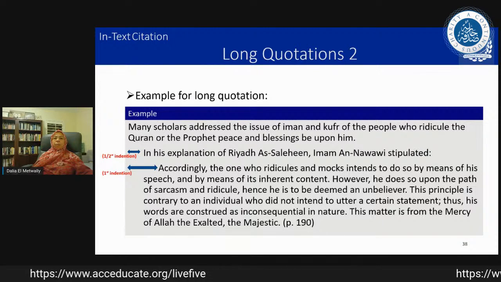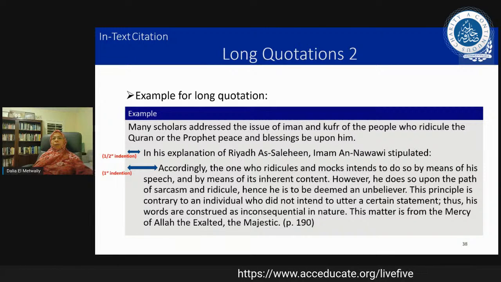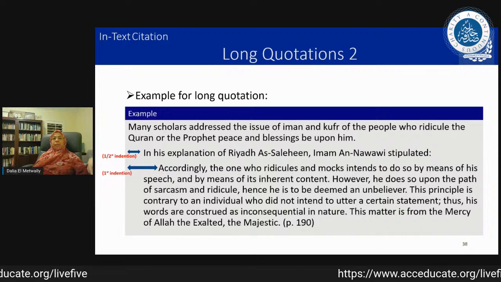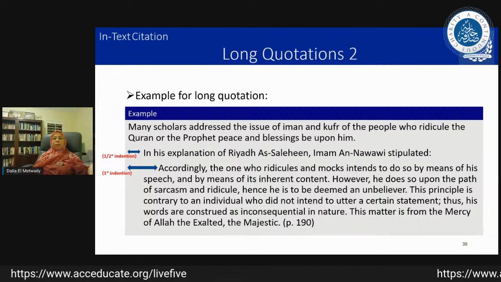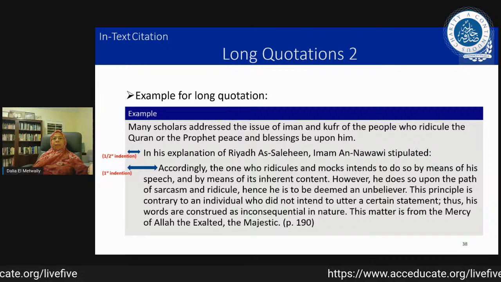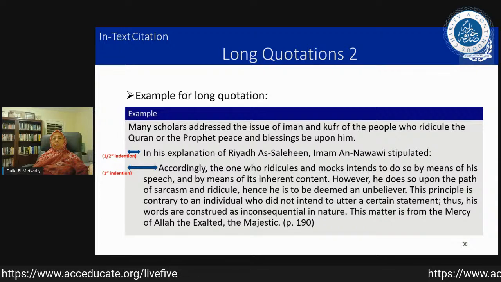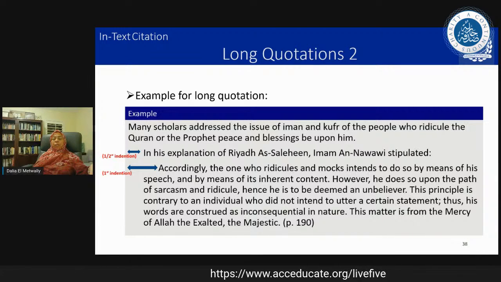So this is an example. Many scholars address the issues of Iman and Kufr of the people who ridicule the Quran and the Prophet, peace and blessings be upon him. And then I'm starting here a new paragraph. In his explanation of Riyadh al-Salihin, Imam Nawawi stipulated, and then I'm actually going 1/2 inch. So that's how it's going to look. It's going to be double, it's going to be 1 inch total. And then I'm going to put my quotation. Since it's already in a block format, my period comes before the parentheses, not after, no quotation marks.